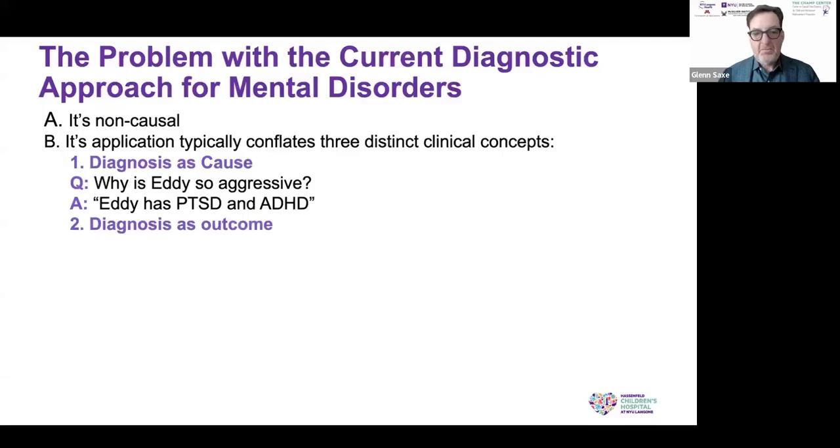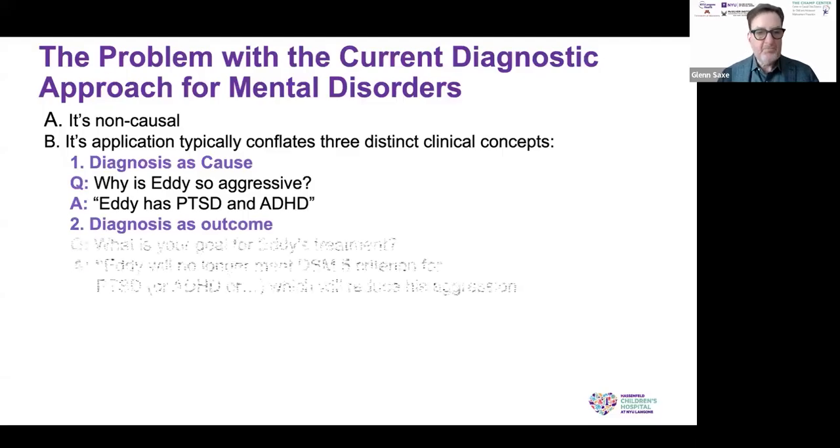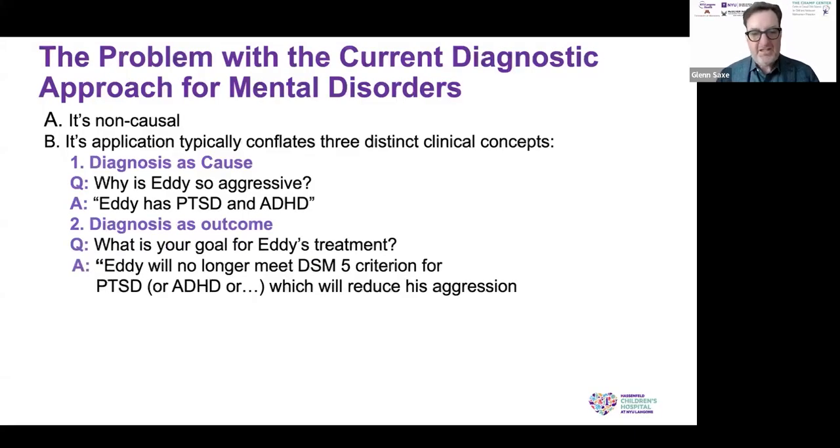I've talked about the problem. Diagnosis is outcome. What's your goal for Eddie's treatment? Well, I think this is one of the comments, which is absolutely true. Well, if our treatment works, he'll be symptom-free. He'll no longer have PTSD and ADD, which we assume will help reduce his aggression, because we make lots of assumptions about correlates between diagnoses and lots of outcomes.